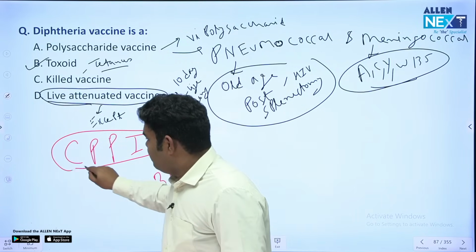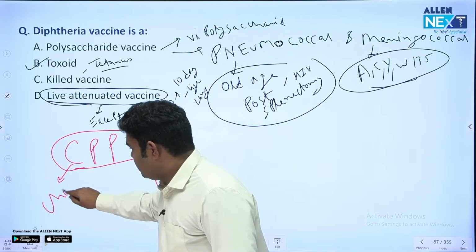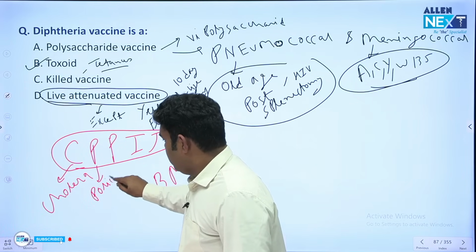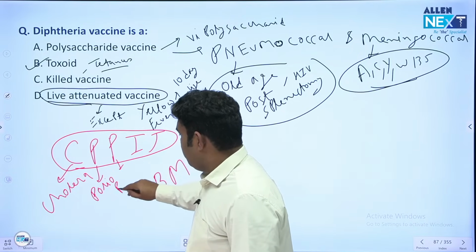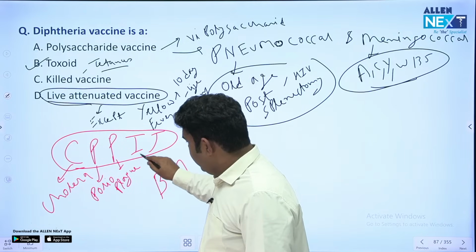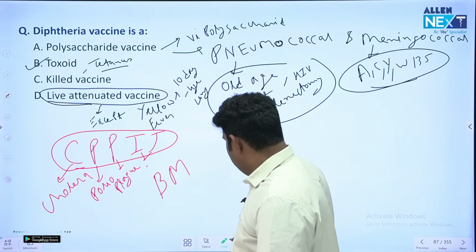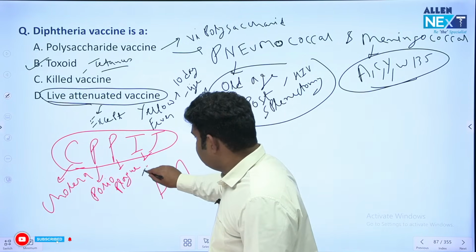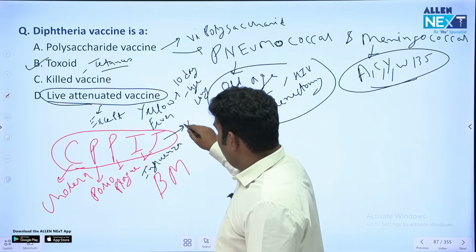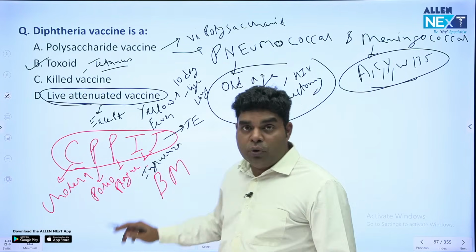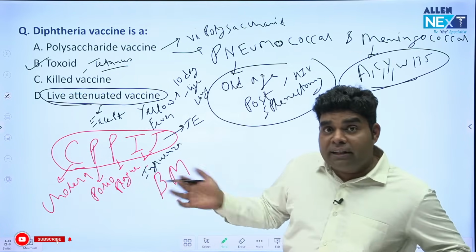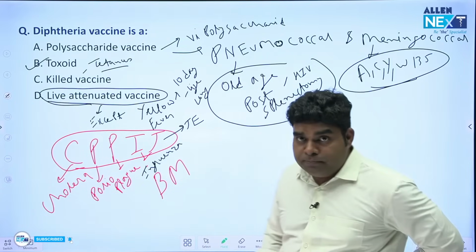CPP-IJO stands for: C is for cholera, P is for polio, second P is for plague, I is for influenza, and J is for Japanese encephalitis. And all these 5 vaccines, CPP-IJO, are both live and killed. So this will help you remember both live and killed.